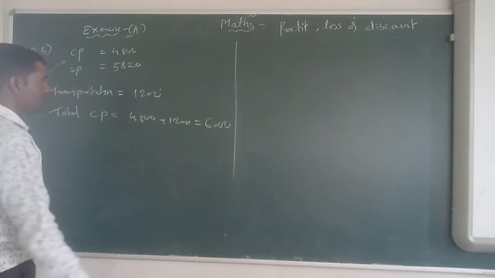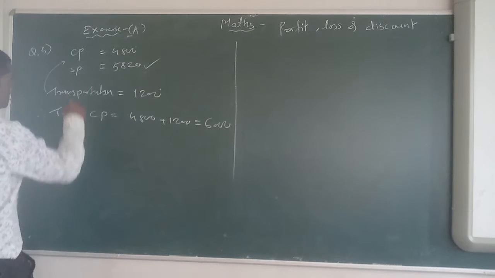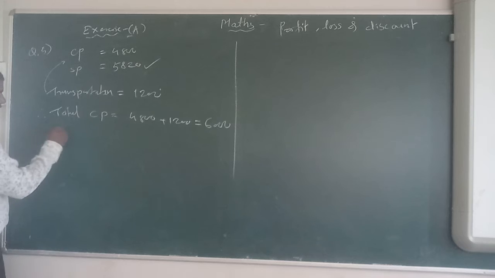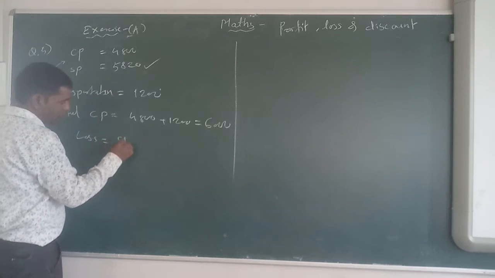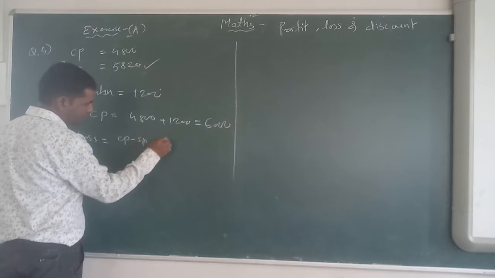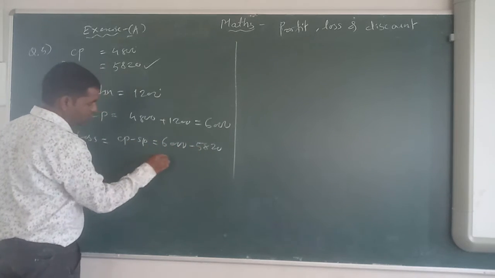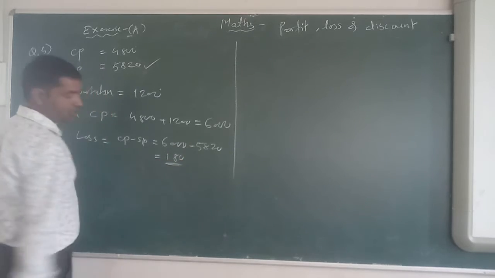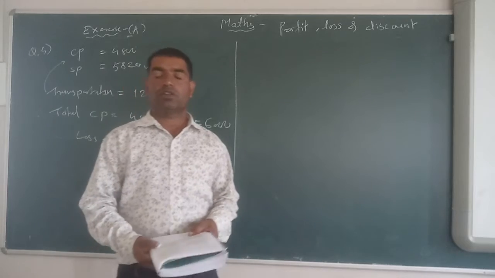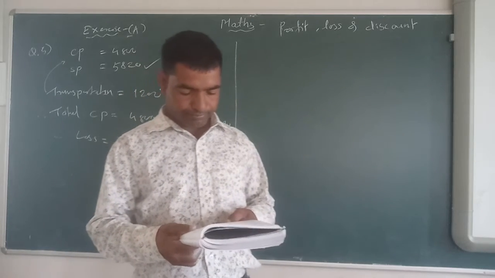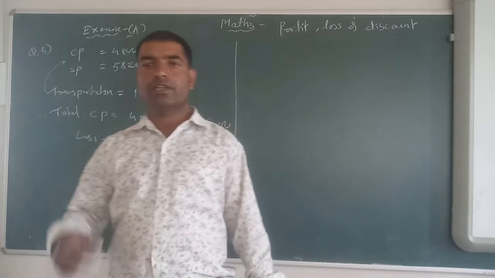So CP is how much? 6000. And SP is how much? 5820. So SP is less. Therefore, there is a loss. Loss is equal to CP minus SP. 6000 minus 5820, which will be 180. How much loss he got? Loss is rupees 180, but we have to find the loss in a percentage.